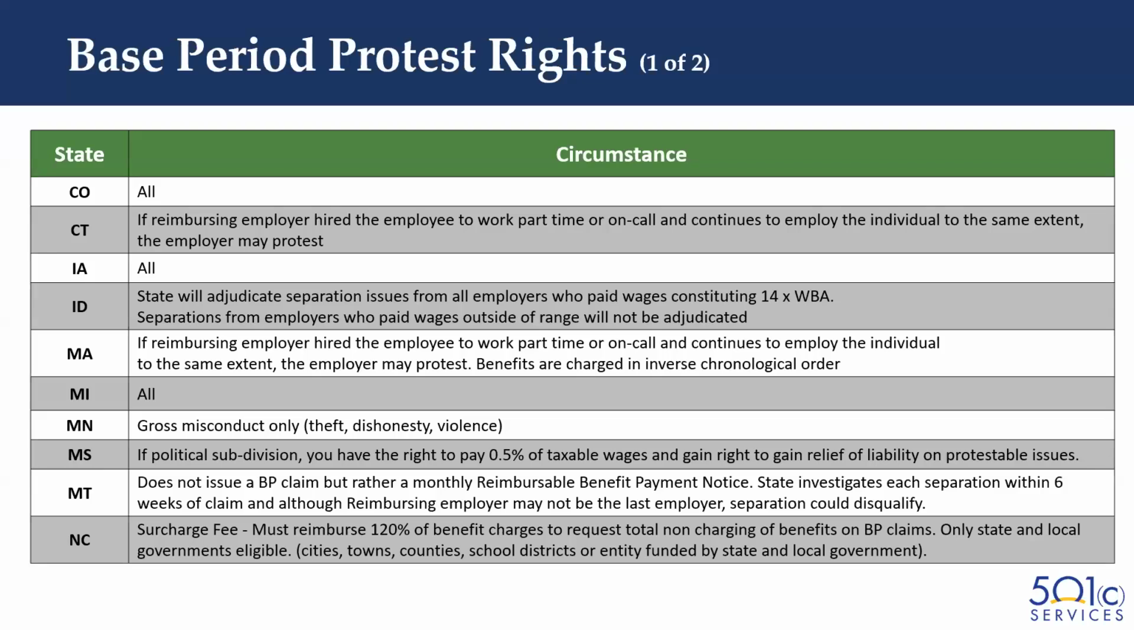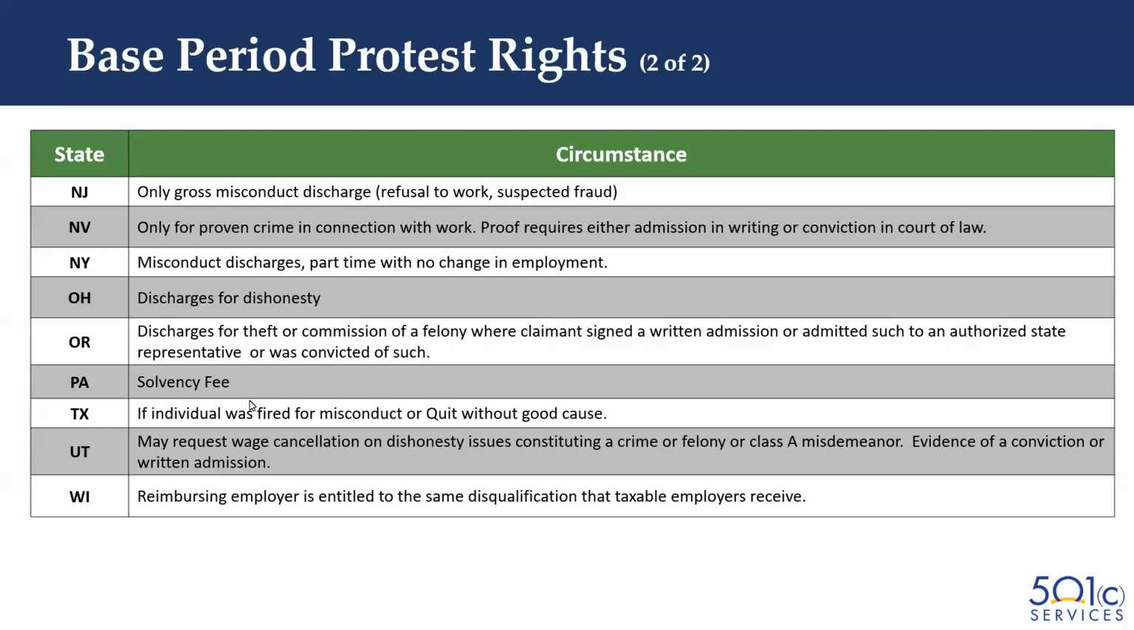But just as an example, Iowa lets nonprofits protest all claims, including if you're not the last employer. So you can protest base period claims in Iowa. States like Pennsylvania will send you a solvency fee notice every year in November. That notice basically says, here's the one-time fee you can pay to have some protest rights next year on base period claims. So basically you're creating that pool that gets created in the tax system, but you're just doing it through a direct payment. So that's another option there. So yes, there are some exceptions. Feel free to download this and look through that.